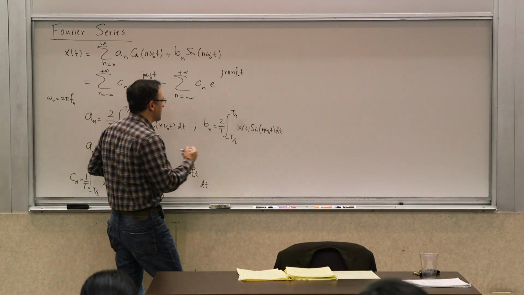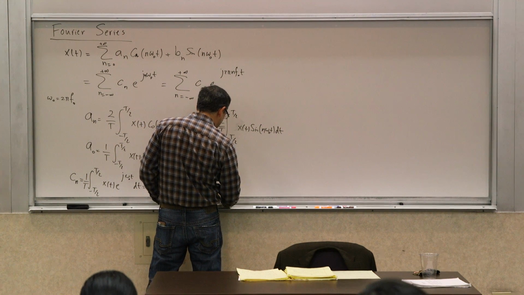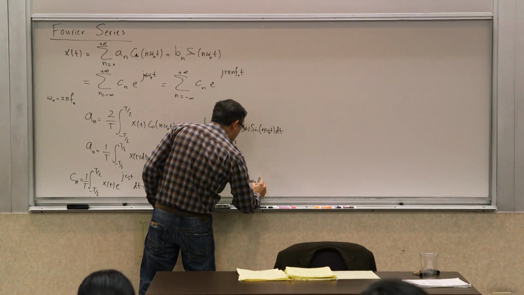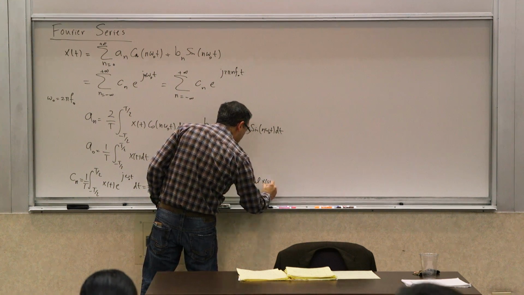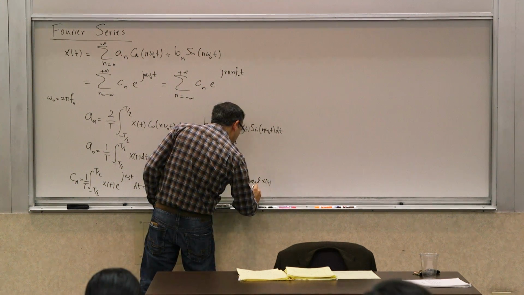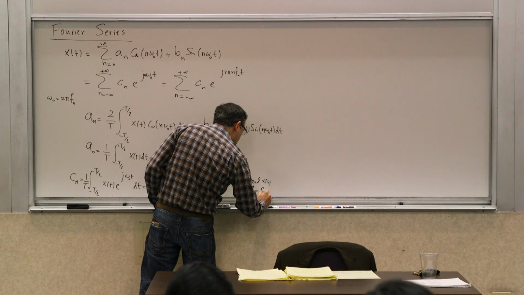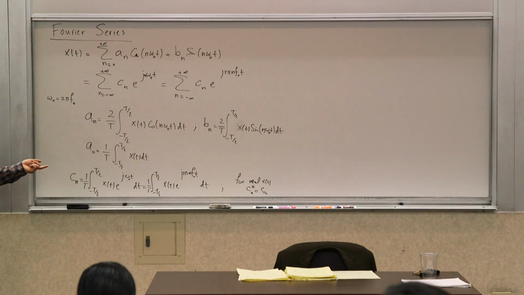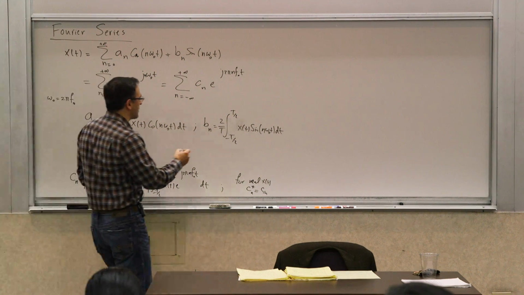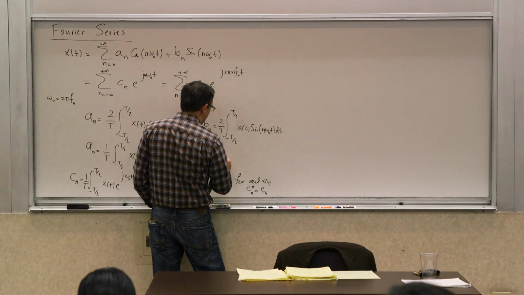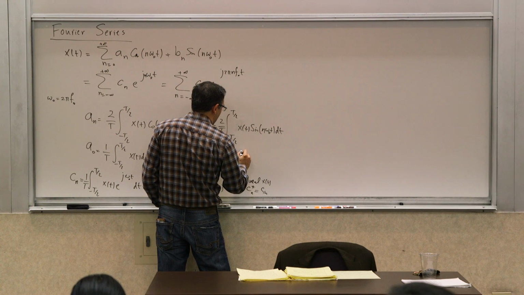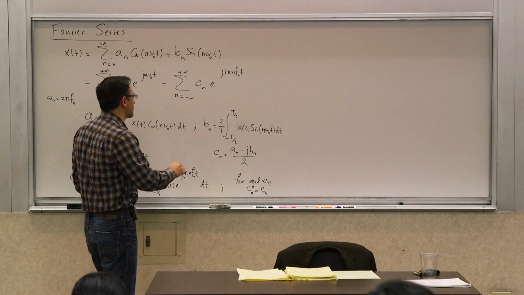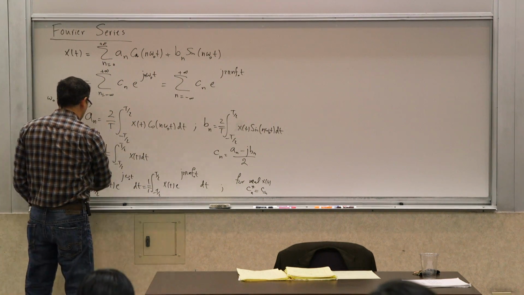And there was also a relationship between these two. In this case, by the way, for real x of t, the complex conjugate of C_n is C negative n. So basically, C_n and C minus n were complex conjugates of each other. And there was also a relationship between these things. So C_n, I think, was a_n minus j b_n over 2. And that's why this 2 appears there, but not there.